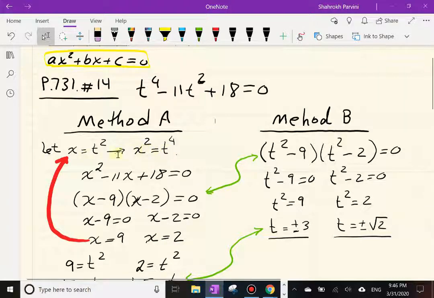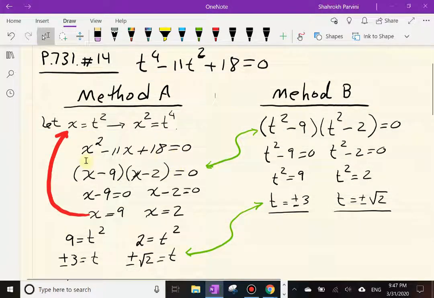And now with this substitution, I can replace t to the fourth up here with x squared, and that's what I've done here. Then the negative 11t squared becomes negative 11x, because x is t squared, and then plus 18. The next step involves factoring. To factor these quadratic equations, we need two numbers that multiply to 18 and add up to negative 11. I have negative 9 and negative 2 as those two possibilities. The product is positive 18, and the sum is negative 11.